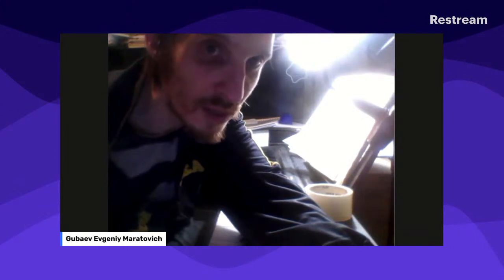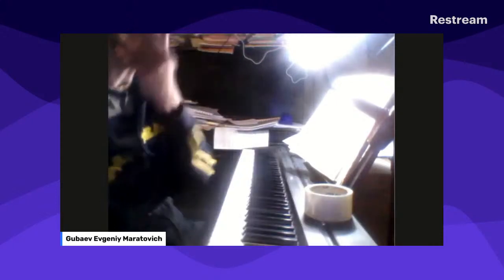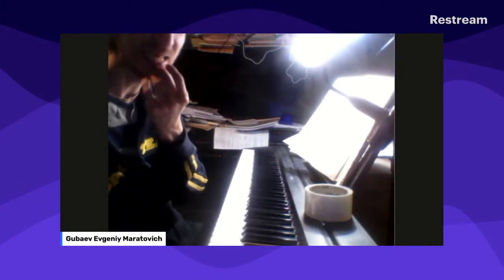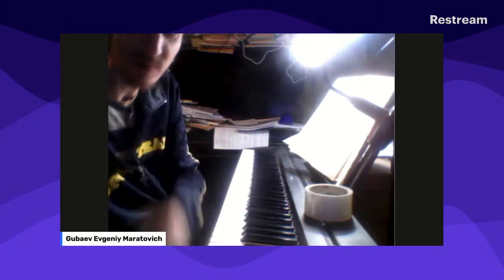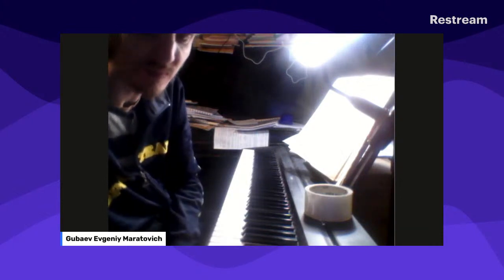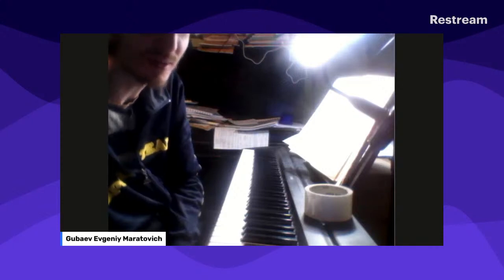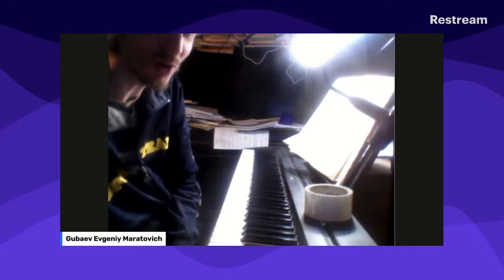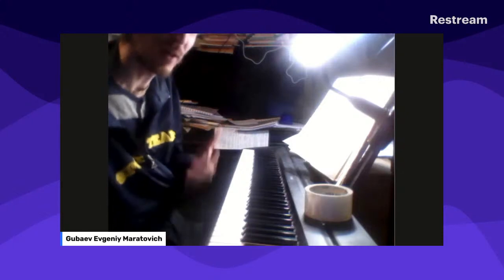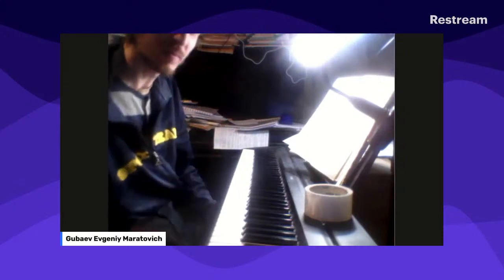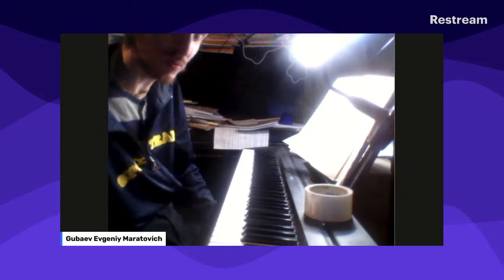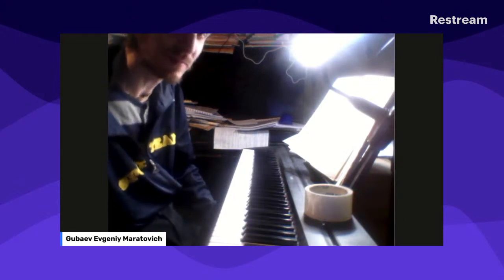So, 5, 4, 3, 2, 3. No, it's not. Look at the notes. It jumps with one note. Here it goes. It goes from 3 to 5. It jumps. Scroll back down, scroll back down.